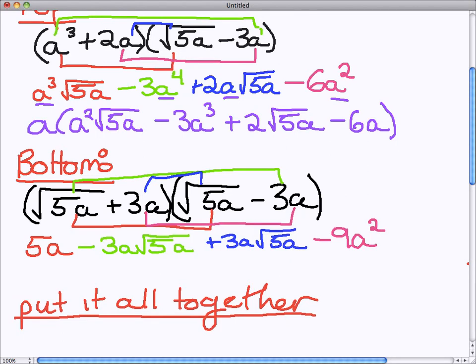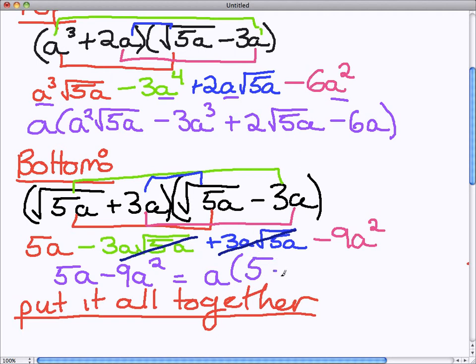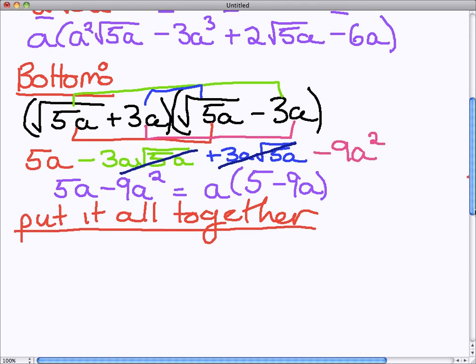Now let's look at why we like this method. In the middle we have a negative 3a root 5a and a positive 3a root 5a. They are exactly the same, which means they cancel out. It's opposite signs, but we have the same exact like terms. So now I'm left with 5a minus 9a squared. If I take the letter a out, because they both have an a in common, I'm left with a times 5 minus 9a.